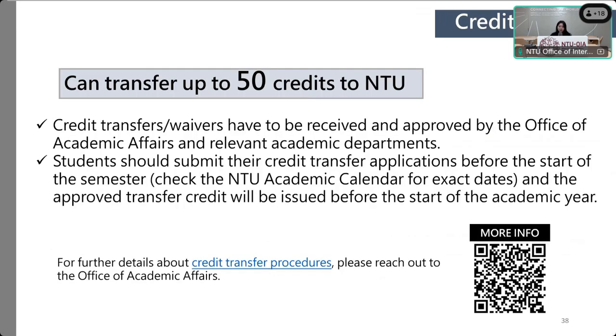Next, let us talk about credit transfer. Admitted students can transfer up to 50 credits to NTU. For the credit transfer, all waivers have to be received and approved by the Office of Academic Affairs and the relevant academic departments. Students should submit their credit transfer application before the start of the semester, and the approved transfer credit will be issued before the start of the academic year. For further details, you can scan the QR code here and reach out to the Office of Academic Affairs for the procedures.